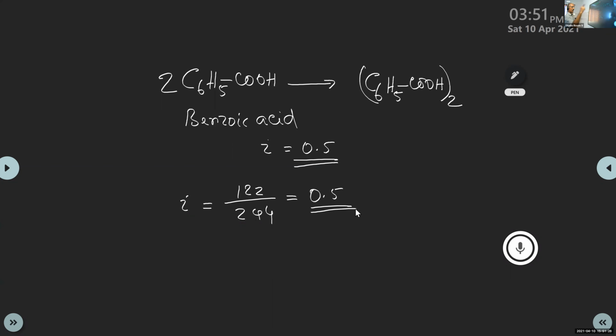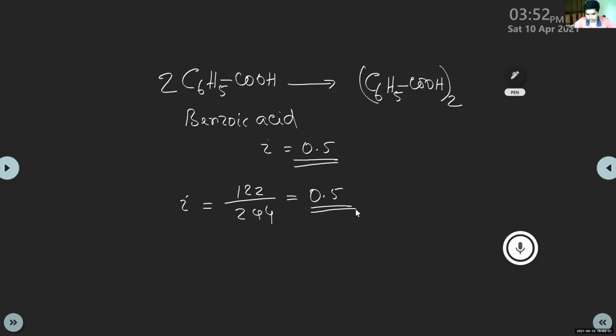That is the same as the number of particles. The number of particles will be just half only. So i is equal to 0.5. We can calculate the same i value from the Van't Hoff equation. i is equal to normal molecular mass by abnormal molecular mass, which is 122 by 244, equal to 0.5. The question may be like this.